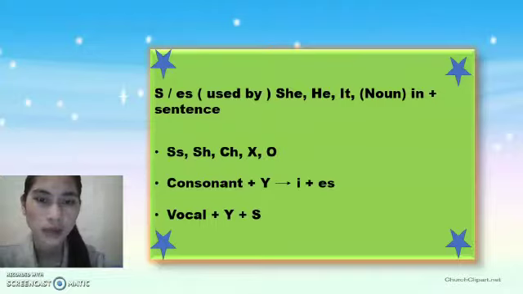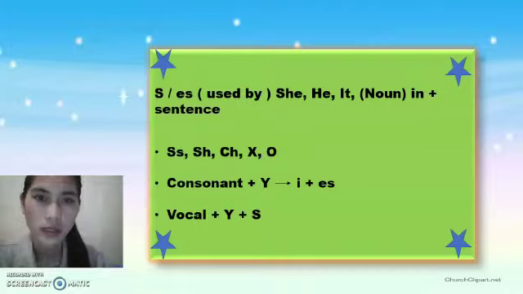And the next is ch. For example, the word is watch. You can add es, watches. For example, in sentence, she watches movie.